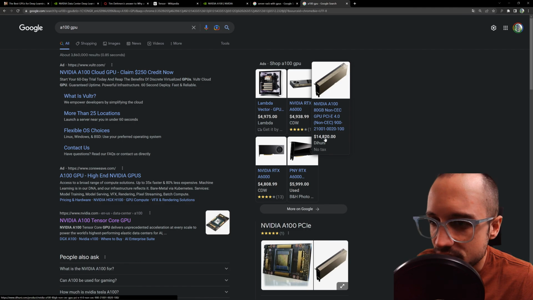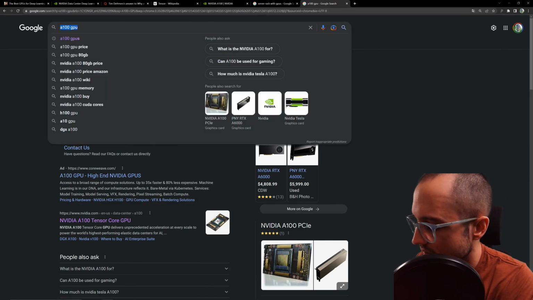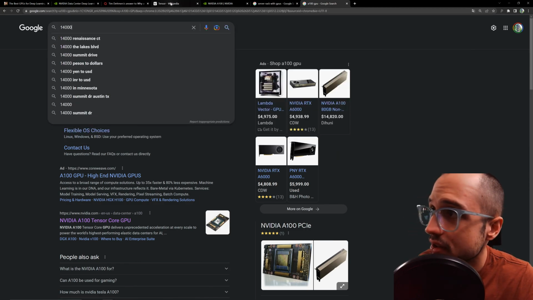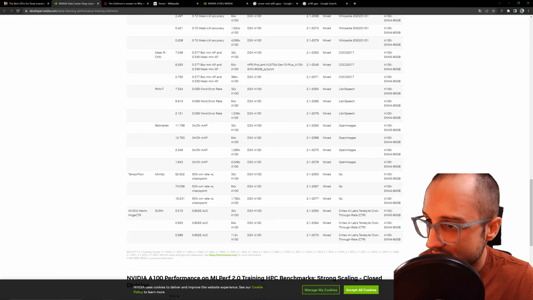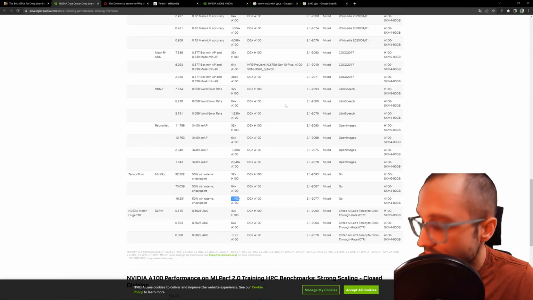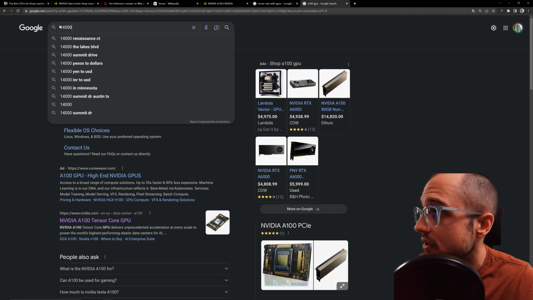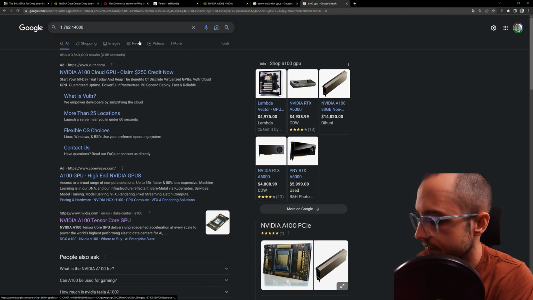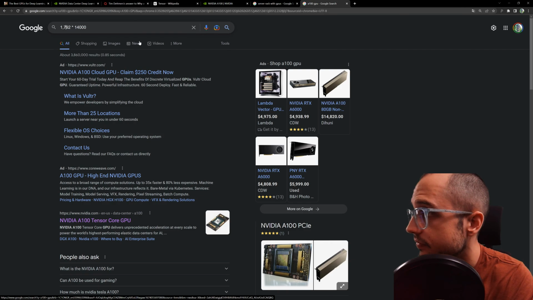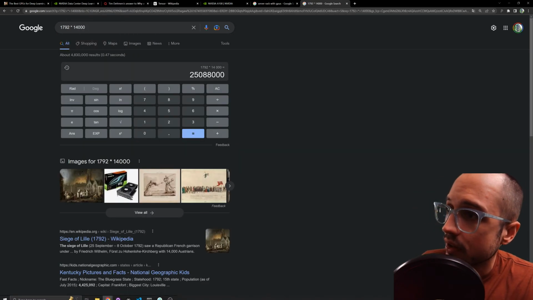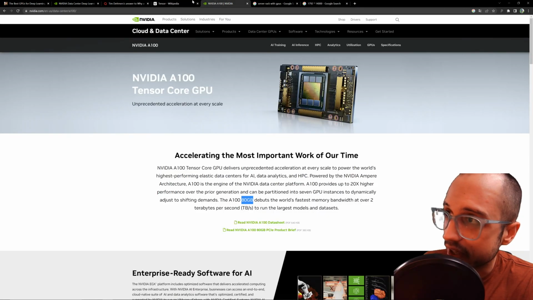Yeah, an A100 is $14,000. So $14,000 times 1,792. That is a $25 million computer.